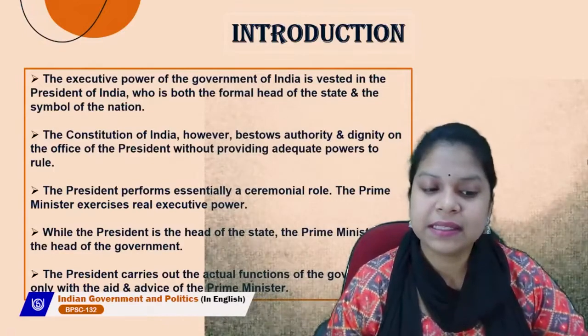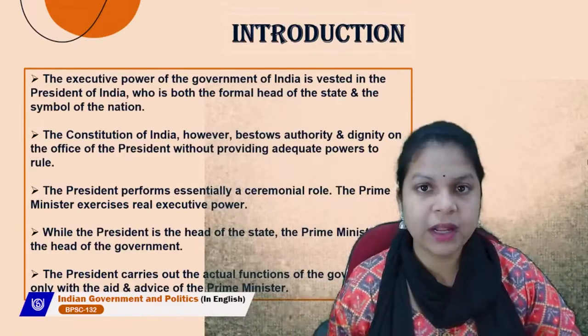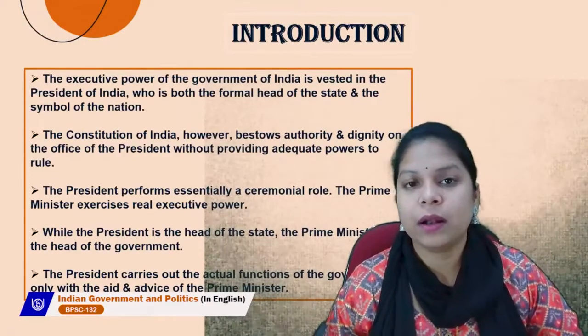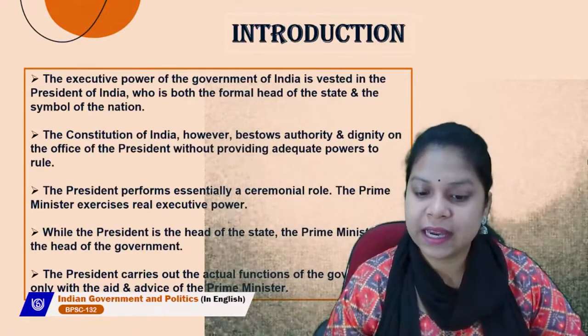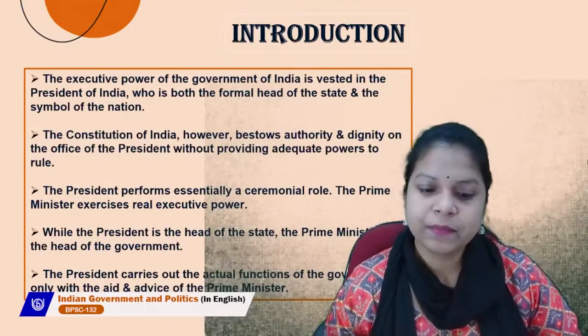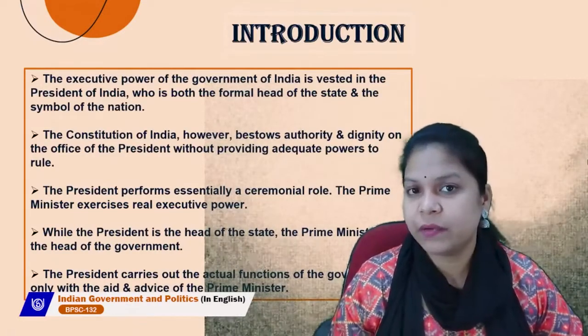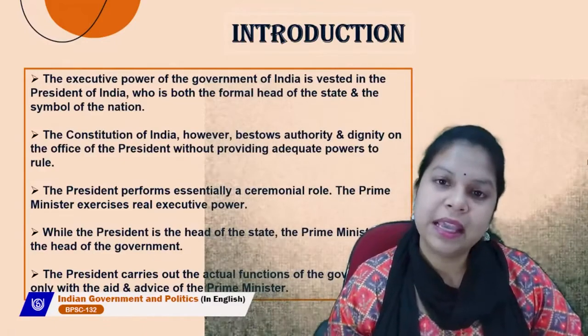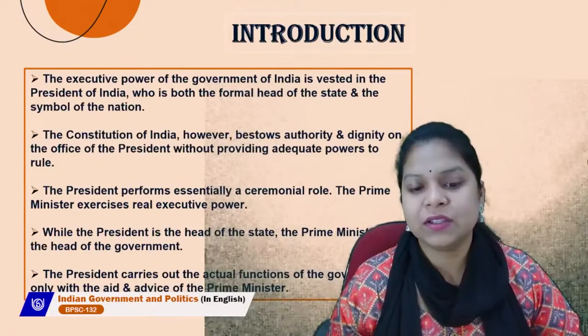The Prime Minister exercises real executive power. So, in a parliamentary form of government, the real executive power lies with the Prime Minister. While the President is the head of the state, the Prime Minister is the head of the government. As we can see, in a parliamentary form of government, it is the Prime Minister who is the real executive, and he or she is known as the head of the government, whereas the President is known as the head of the state.